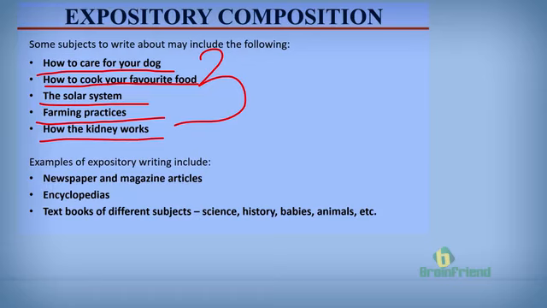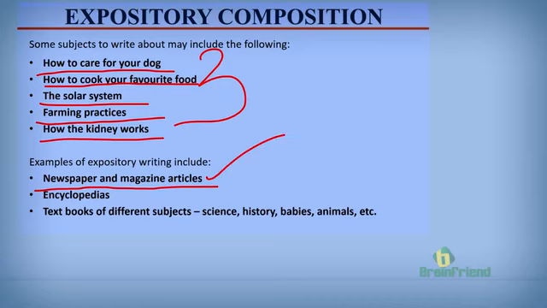Now, some examples of expository writings include newspaper and magazine articles. If you're very conversant with newspapers and magazines, you'll find that in a specific corner of those papers or magazines, you'll find articles on various topics or subject areas of interest for different types of people. You can find information on medicine, which would interest doctors. You can also find information on law or engineering that would interest various categories of people in society. So those articles are good examples of expository writings.